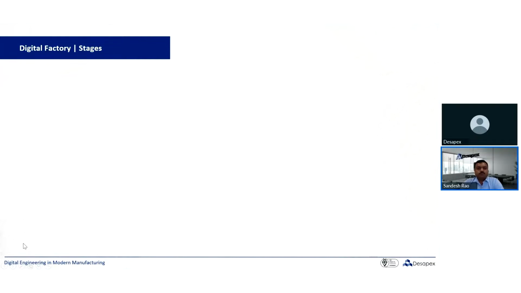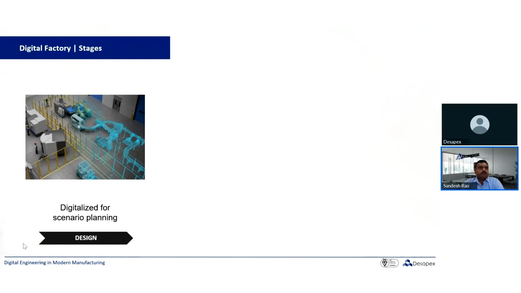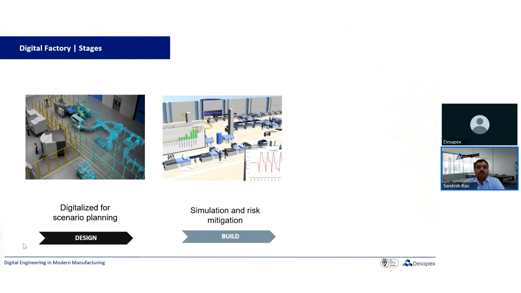So that was about how we can do the virtual factory creation. That's the first part when it comes to digital factories. Digitalization for scenario planning is what needs to be done when we talk about digital factory. That's the first part, which we call design. And the next one is about build.